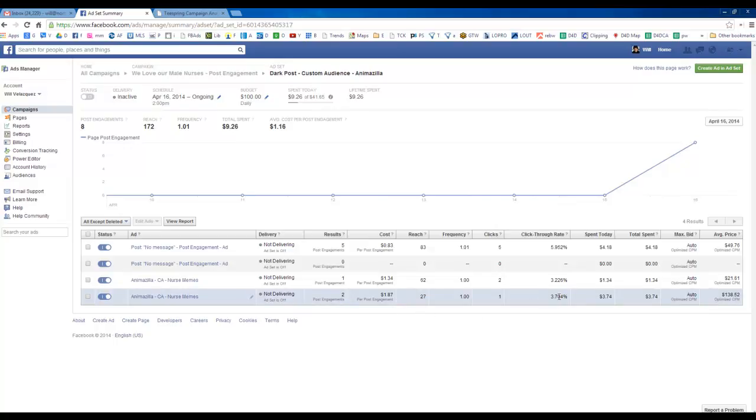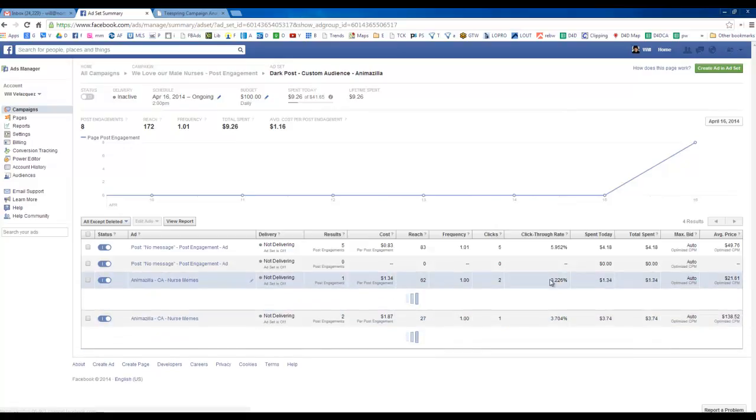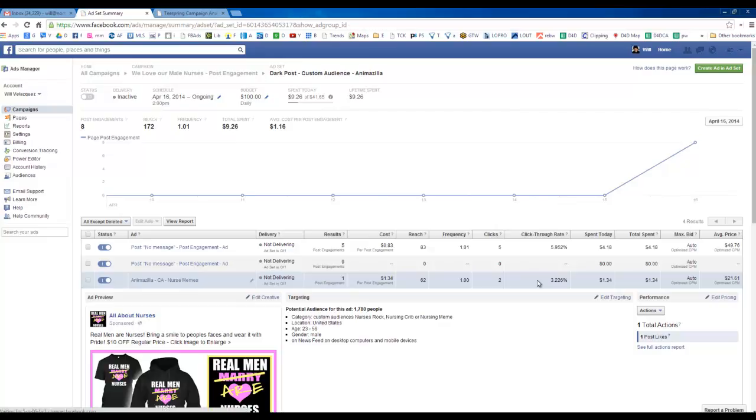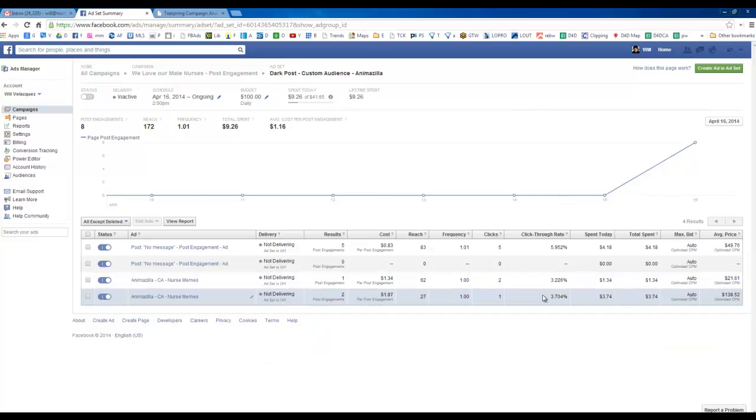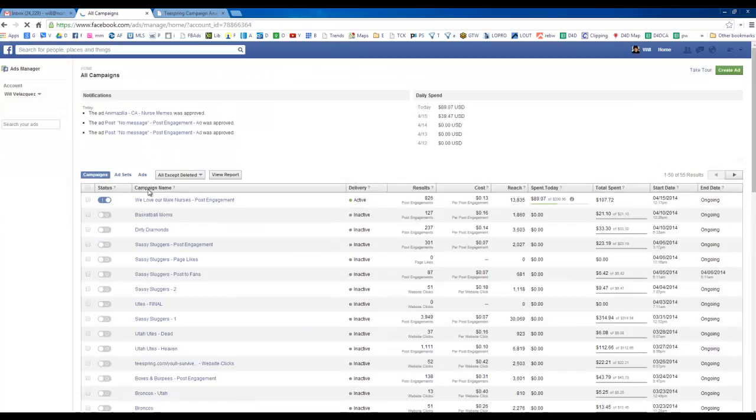And not just that, but I also noticed my click-through rates seemed to be really low, 3.226, 3.7, which kind of surprises me because these are supposed to be pretty active fans of these groups that I pulled from. But the reason I stopped it is not just the low click-through rates, but really because I've been watching and we've been getting some good activity from the ad sets that we created earlier. So let's take a look at those real quick.